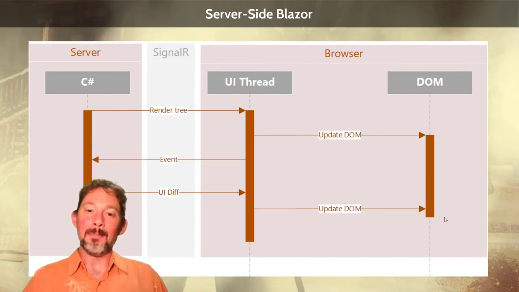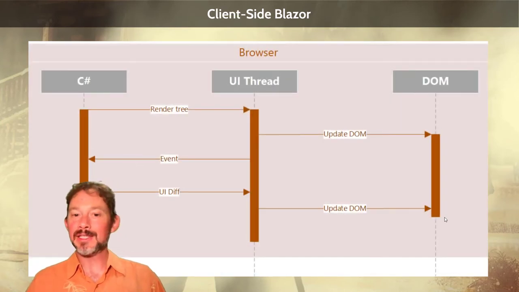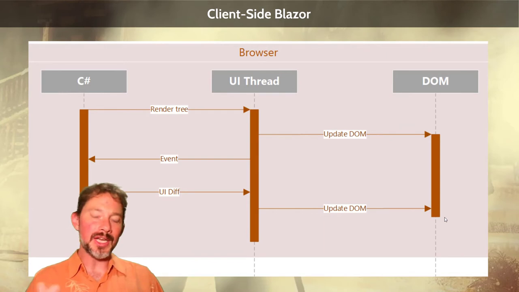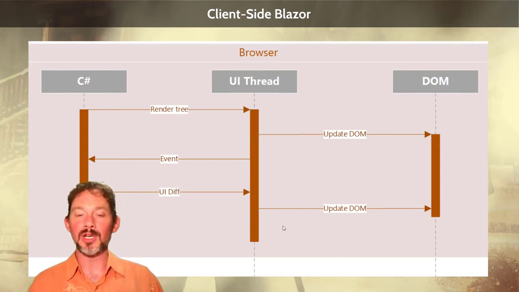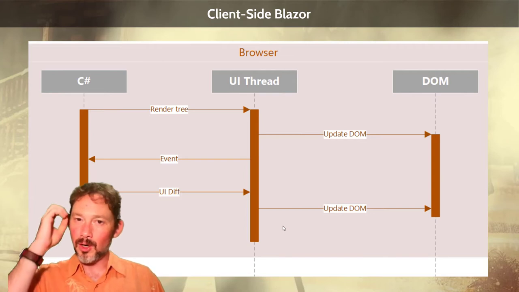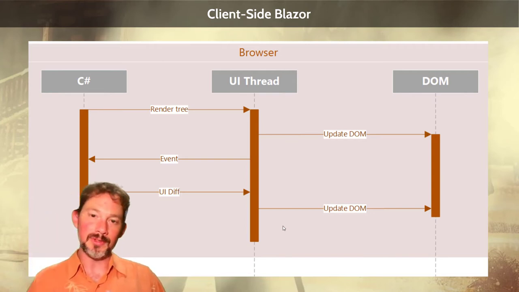So by comparison, the client-side Blazor is running entirely in the browser, but you'll notice that these diagrams look very, very similar. The only difference is that this C# bar here is now running in the browser. There's still a render tree that's sent down. It updates the DOM. Event diffs are going back. And so the two styles of coding are nearly identical. The only difference is a little bit of difference in the way you set them up.